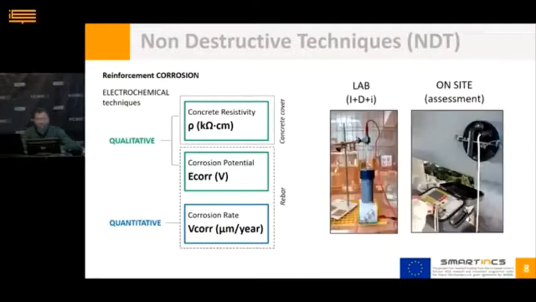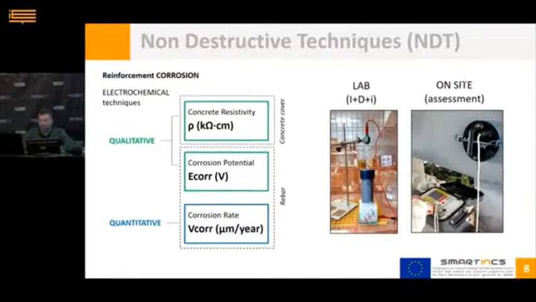As we will see below in the detailed explanation of each of the techniques, resistivity is used to evaluate the condition of the cover concrete of the reinforcement. That is like an indirect measurement. However, corrosion potential and corrosion rate are techniques that directly evaluate the corrosion in the reinforcement itself. Okay? We will also see how all three parameters can be evaluated both in the laboratory and on site using appropriate techniques.